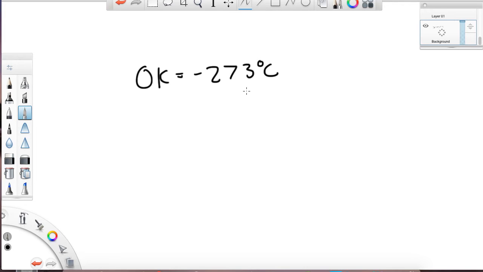And that's where Kelvin comes in. At 0 Kelvin, all molecular activity stops, at negative 273 degrees Celsius, meaning we cannot go further than that. That's the coldest that anything could ever get. All you need to know for this is that 0 Kelvin, not 0 degrees Kelvin, is equal to negative 273 degrees Celsius. Just keep that in mind.